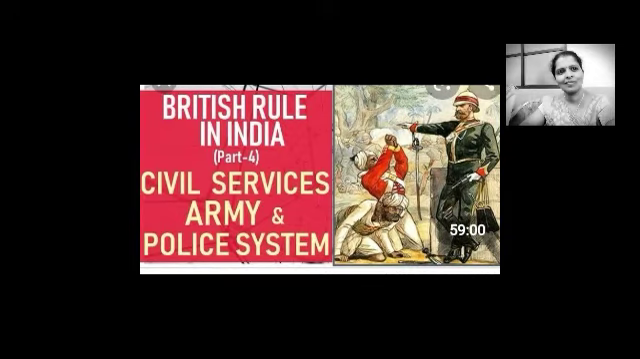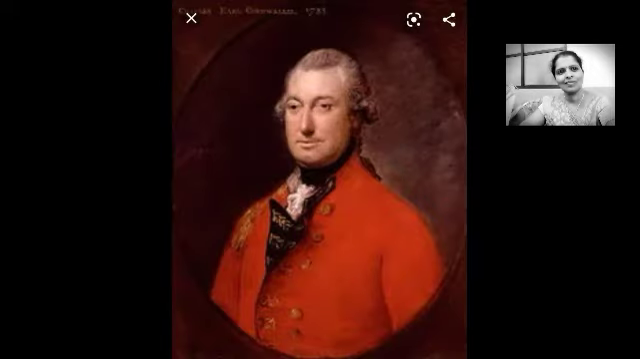Fort William College was established in 1800 CE in Calcutta for the benefit of those aspiring to join civil services. All the appointments of civil services were done through competitive examinations held in Britain.